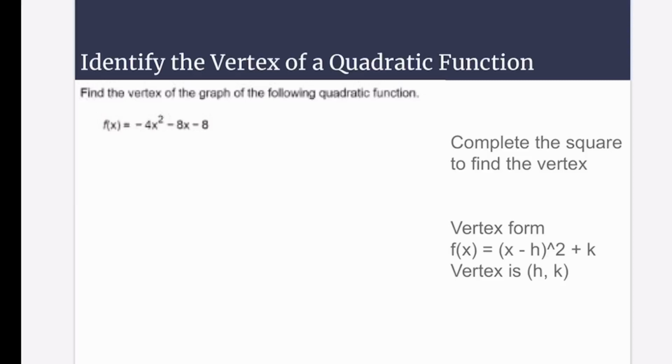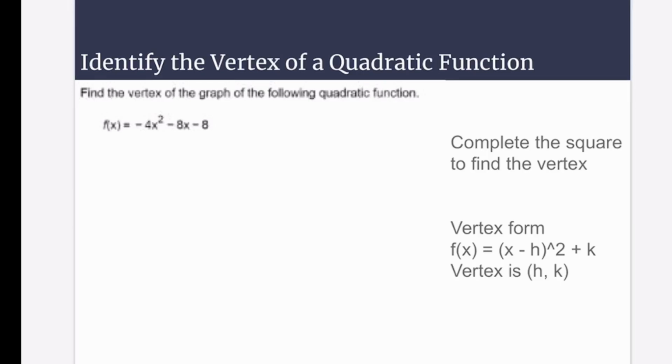Let's identify the vertex of a quadratic function. So we're going to find the vertex of the graph of this quadratic function. I'll show you what it looks like. But our function is f of x equals negative 4x squared minus 8x minus 8. So the vertex, there's a formula for the vertex.